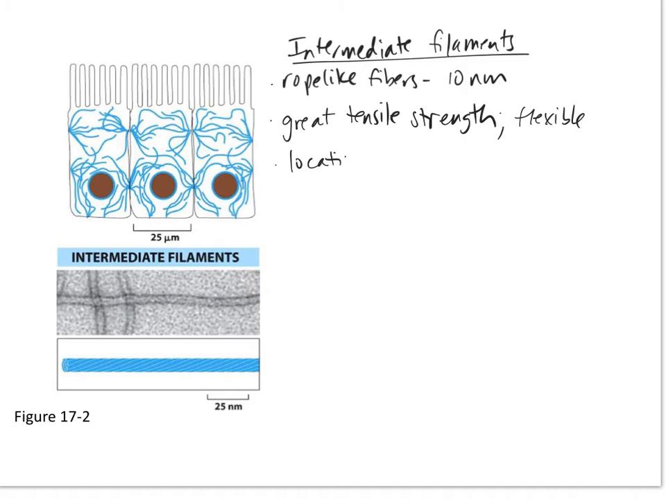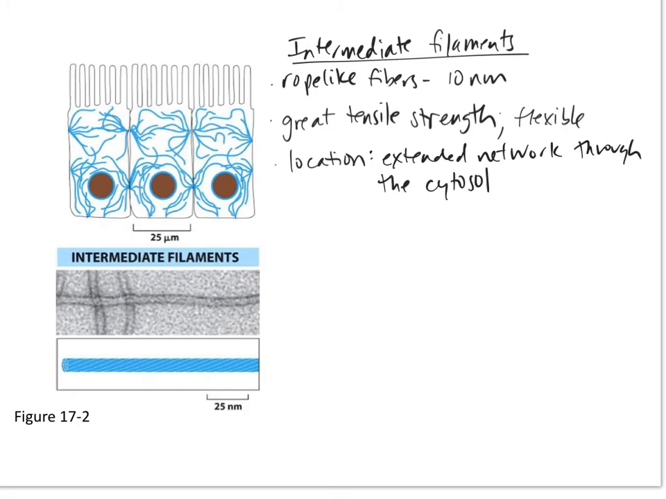And again, location matters. The intermediate filaments are found as an extended network through the cytosol. Their other location is that they are underneath the nuclear membrane, which is a location called the nuclear lamina.